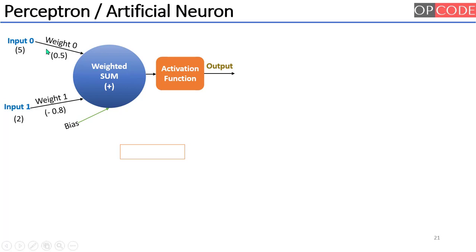So here you can see that we have two inputs, input 0 and input 1. Each input will be associated with a weight. This block will then calculate the weighted sum of inputs and weights, and then it will add bias to it. The output of the weighted sum is then fed into an activation function, and that will give an output.